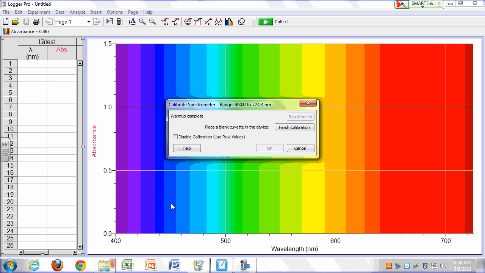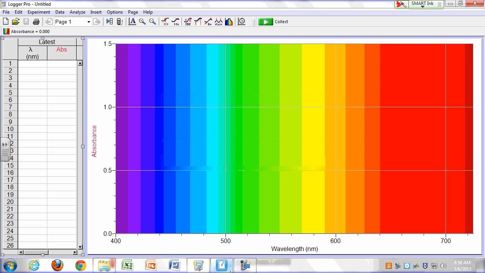Okay. So warm up complete, finished. I have a blank in my cuvette. When you're calibrating, you put your blank solution in your cuvette, in your spectrometer, and then finish calibration. All right. So let's put the sodium hydroxide with the phenolphthalein in your cuvette. Okay. And start collecting data.